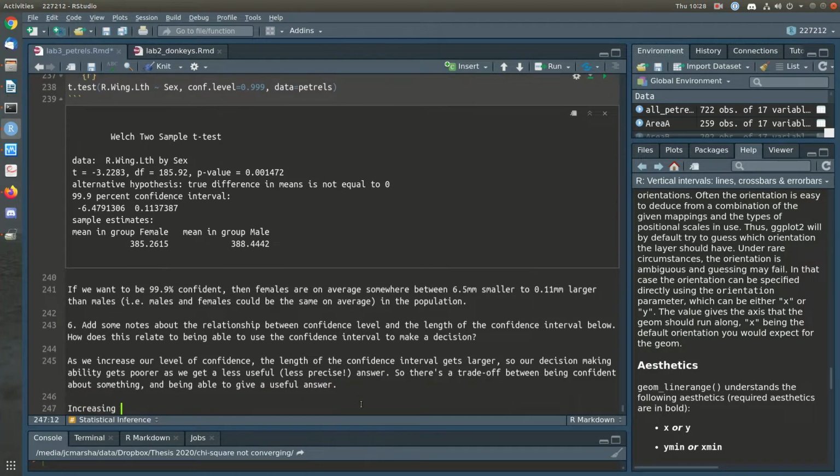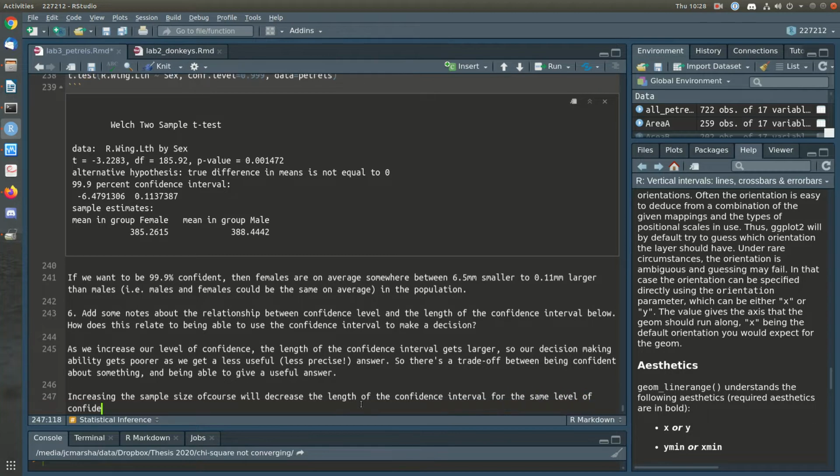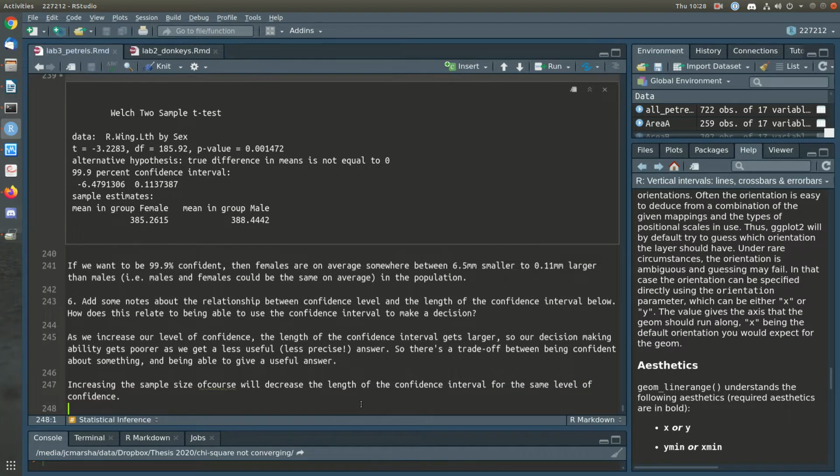Increasing the sample size, of course, will decrease the length of the confidence interval for the same level of confidence. Right, this makes sense, right? Because as our sample size increases, our sample mean is going to vary less from sample to sample. So there's going to be less uncertainty associated with the sample because essentially we're covering more of the population.